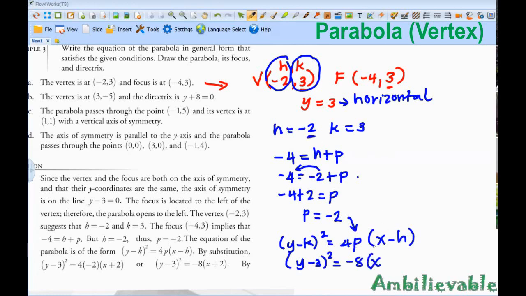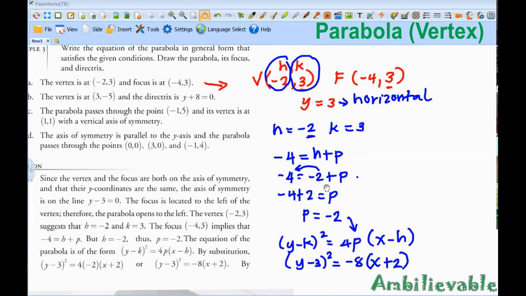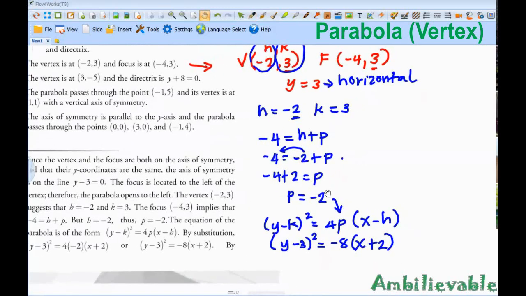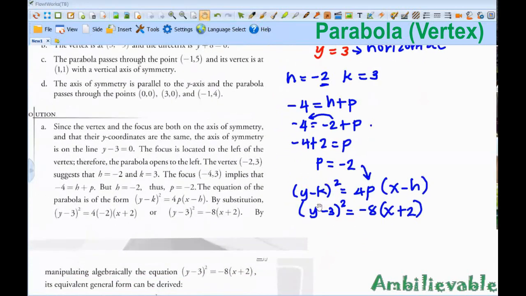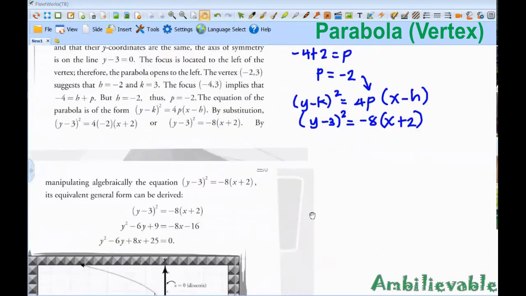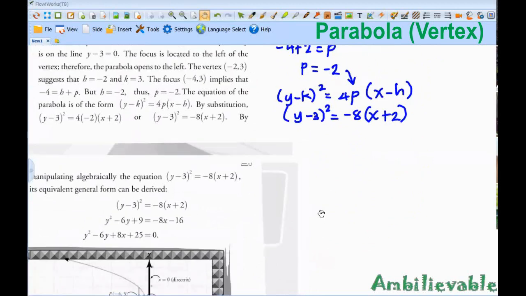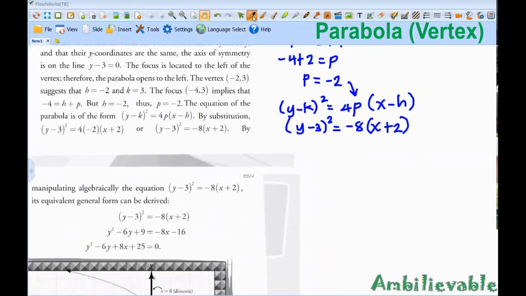H is -2, so it will become +2. So that is our equation now, the equation of the parabola. Okay? So if we will graph now, if we will expand this, it will become y squared minus 6y plus 9 is equal to -8x minus 16.